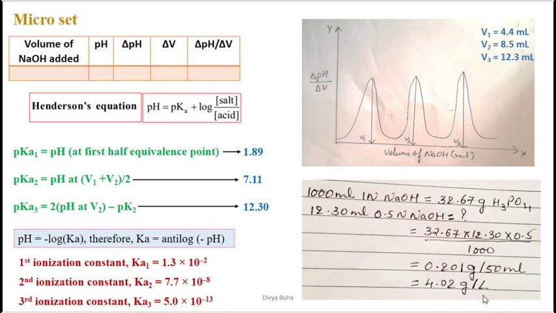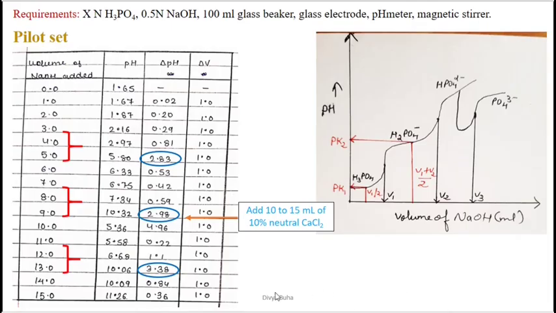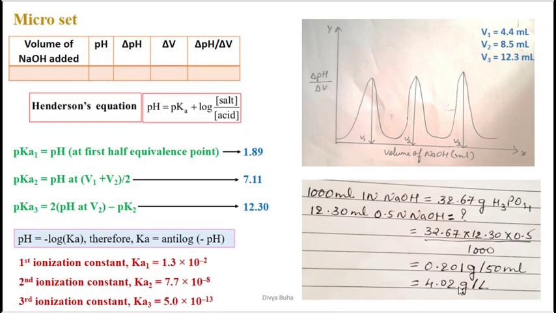So in this way you can find out the first, second and third ionization constant values of the triprotic acid, that is phosphoric acid. You can even find out the normality of H3PO4 which has been given to you, and you can even find out the amount in gram.